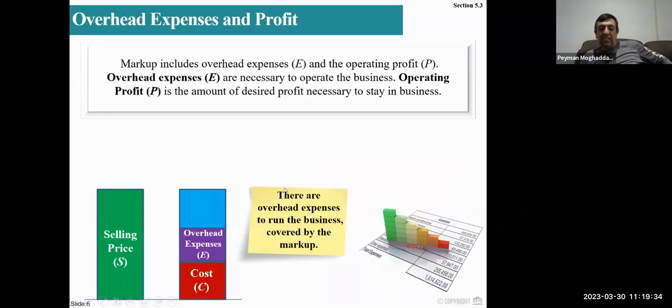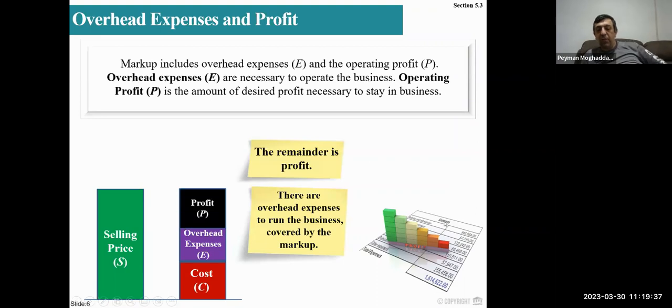Okay, so markup itself. So what's markup consist of? Markup consists of the overhead expenses and profit. Okay, so what is overhead expenses? As I said, overhead expenses for bread is going to be basically the rent, the staff, the accountant, all those things that if you open a bread store.